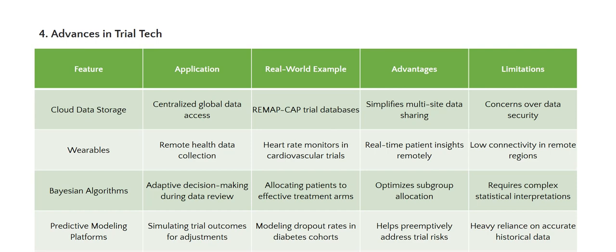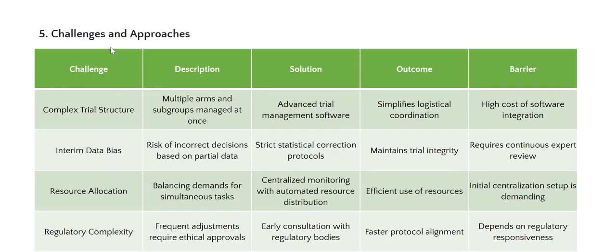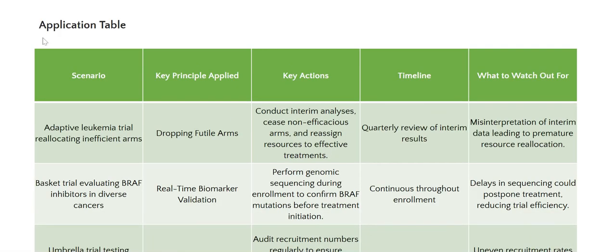We have a table on advances in trial technology, with feature, application, real world example, advantages, and limitations. As features, we have cloud data storage, wearables, Bayesian algorithms, predictive modeling platforms, and blockchain. We have a table on challenges and approaches, with challenge, description, solution, outcome, and barrier. As challenges, we have complex trial structure, interim data bias, resource allocation, regulatory complexity, and high patient burden.